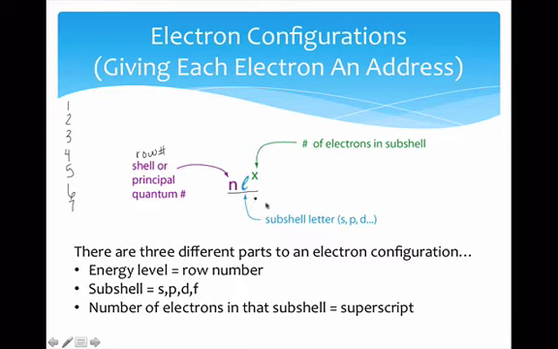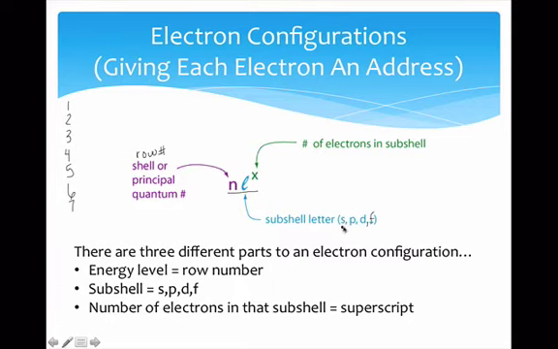The next part that we include is the letter. It's S, P, D, or F. So those are the 4 that you're going to plug in here, one of those 4. And then you're going to also include how many electrons are being held in that subshell. This could be 1, it could be 2.